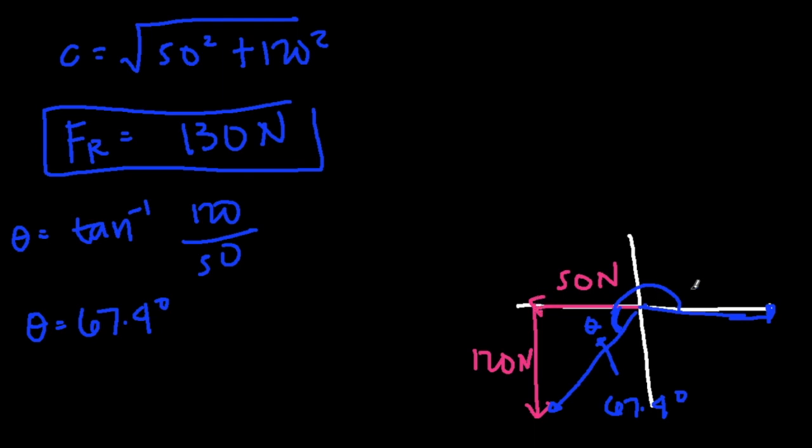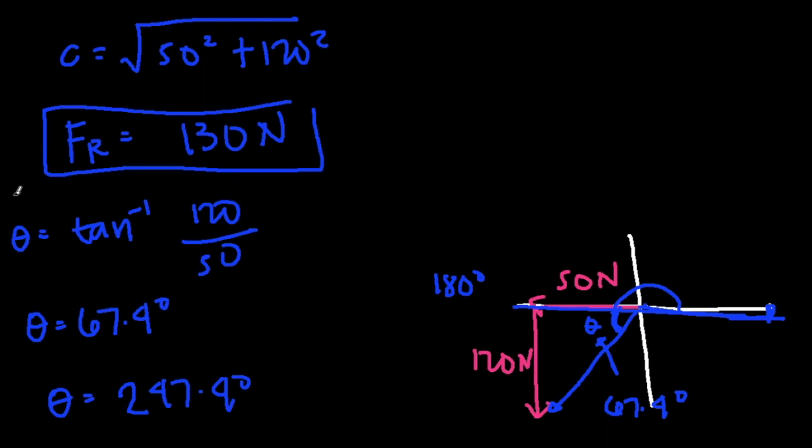How do we find it? Bear in mind that one straight line is 180 degrees, this straight line. So if you add 67.4 plus 180, you should get the angle of this resultant vector in reference to the positive x-axis. So 180 plus 67.4 is equal to 247.4. Theta in reference to the positive x-axis should be 247.4 degrees.